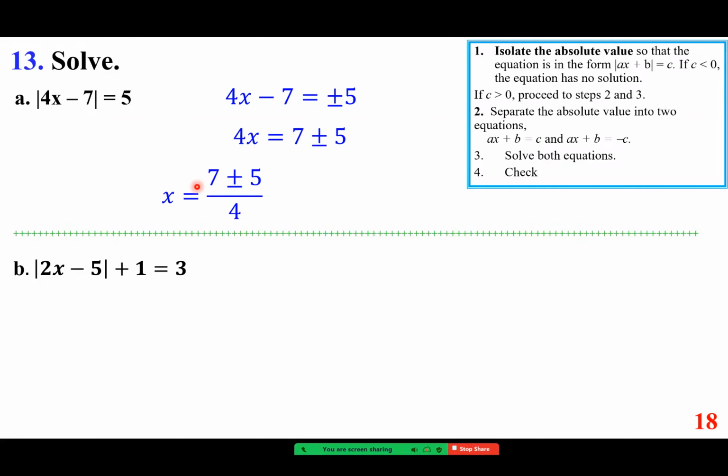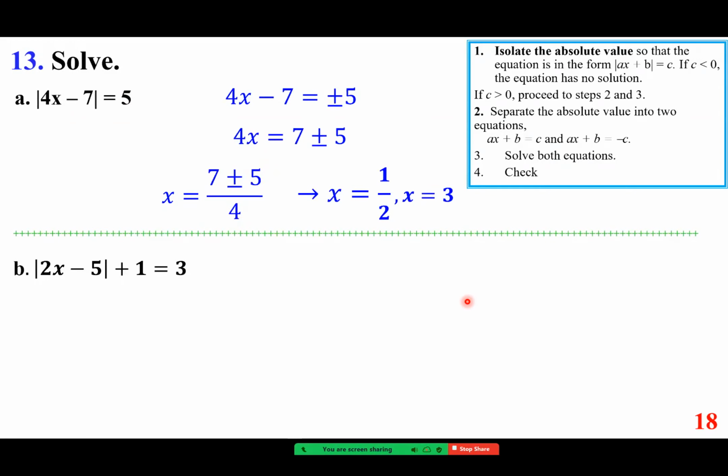It's important to know we can combine them, therefore we should continue. 7 and 5, 12 over 4 is 3. 7 minus 5, 2 over 4 is positive 1/2. So this is how you do the math. Now, you should always check with the original equation.